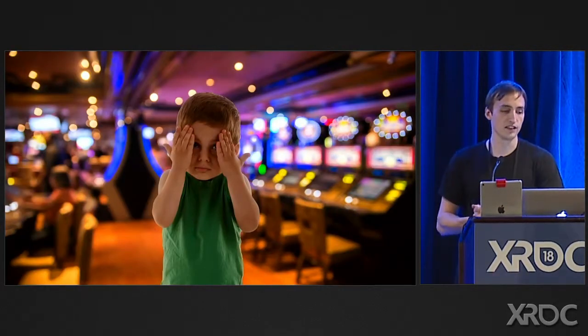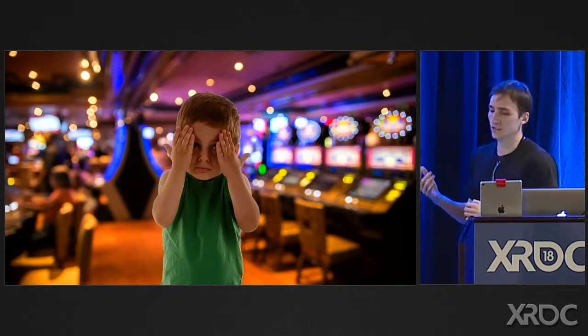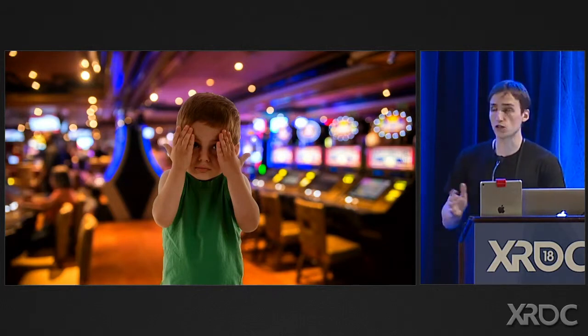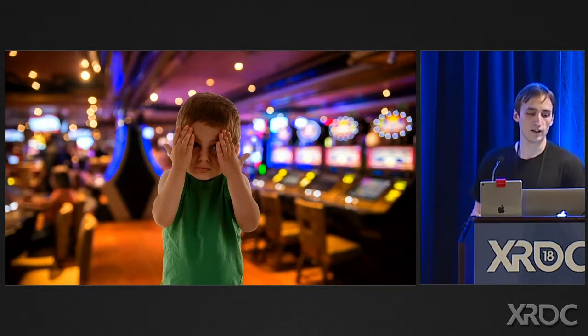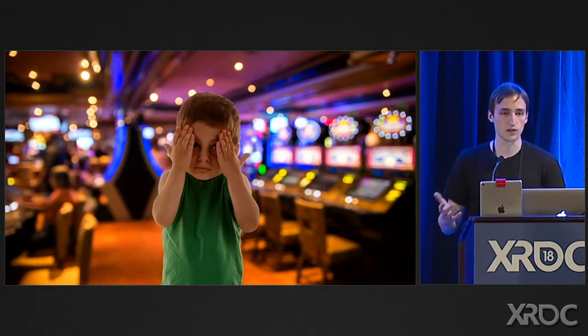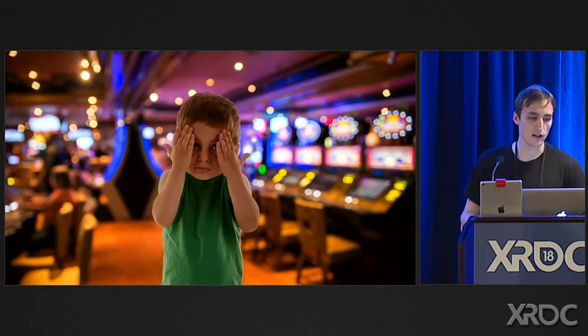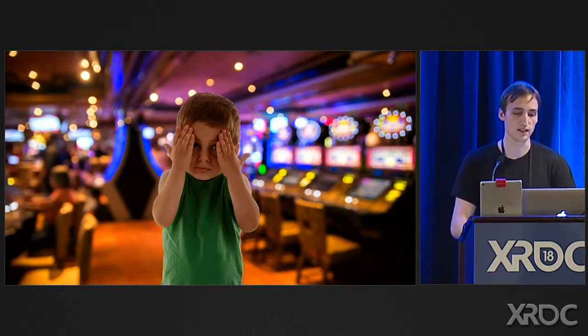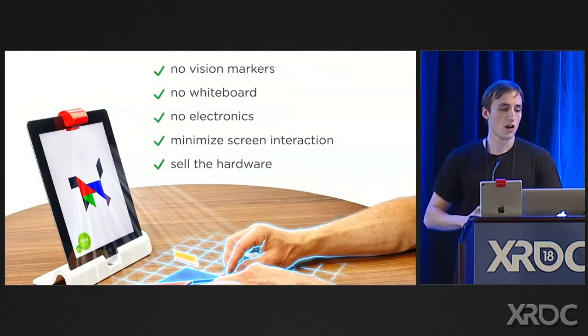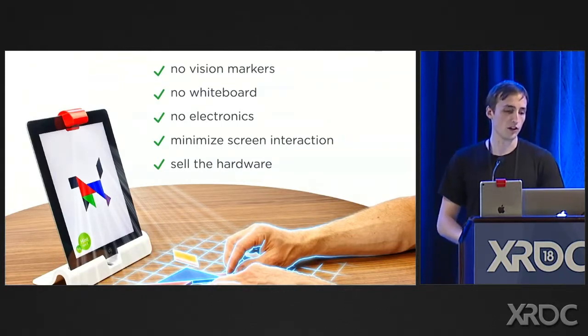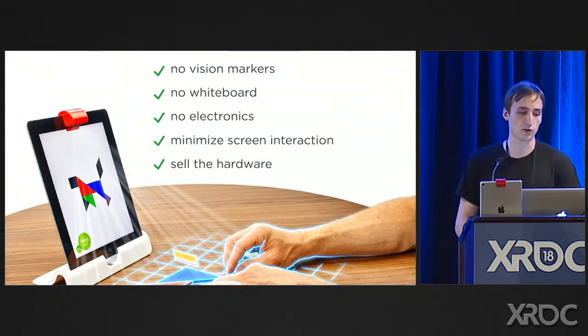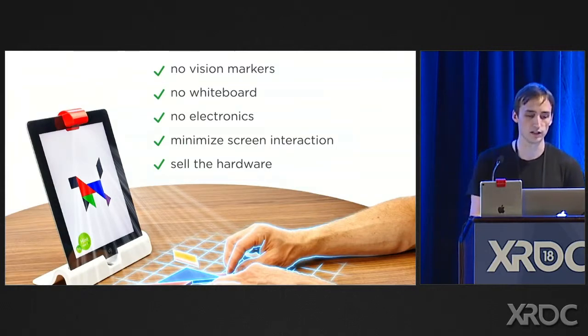And this is something that's very dear to the people at Osmo, because a lot of these mechanisms that games for children use are straight up from the casino industry, and you would never bring a child into a casino, but for some reason children are allowed to use the apps on the App Store, for example, which are exactly the same. So in short, Osmo has no vision markers, no whiteboard, we just open it up to the table, no electronics, we try to minimize as much as possible the screen interaction, and we sell the hardware to put the incentive on having a healthy product.